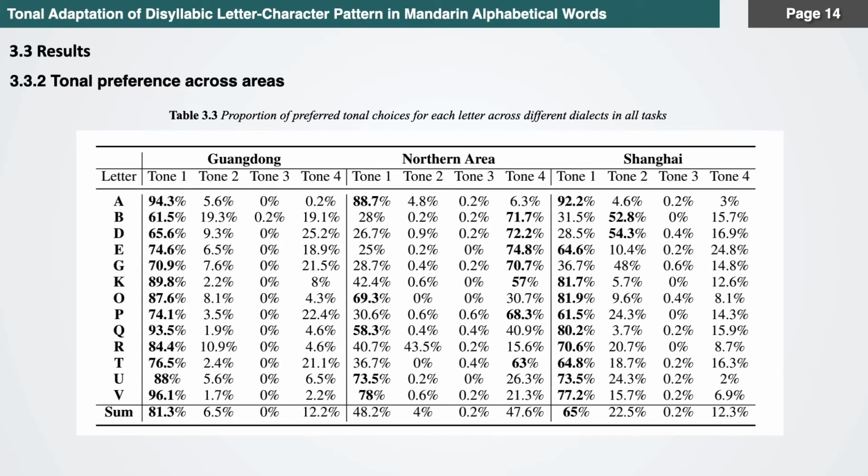In this table, the exact proportions of preferred tonal choices for each letter across the 3 areas are shown. We can see obviously Guangdong speakers prefer tone 1 in all the 13 alphabets, while Northern Chinese speakers prefer tone 4 rather than tone 1, and the Shanghai speakers preferred tone 1 as well, but what makes them distinctive is that they also prefer tone 2 a little bit.